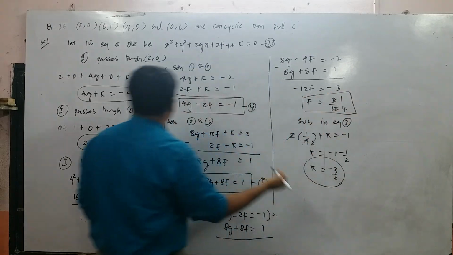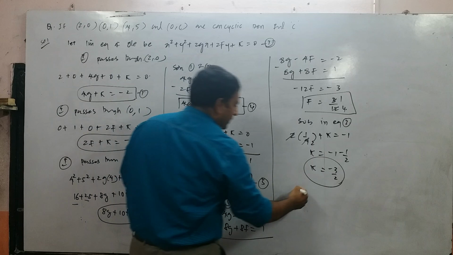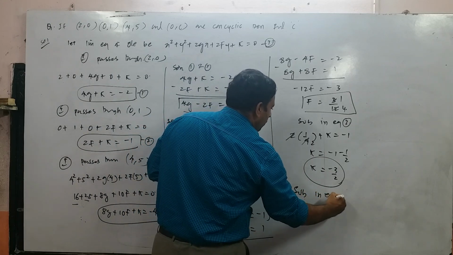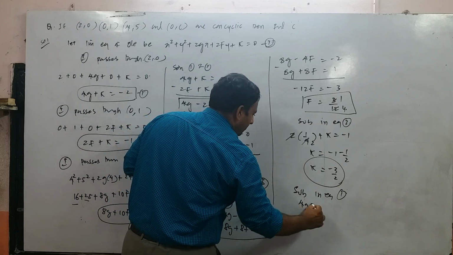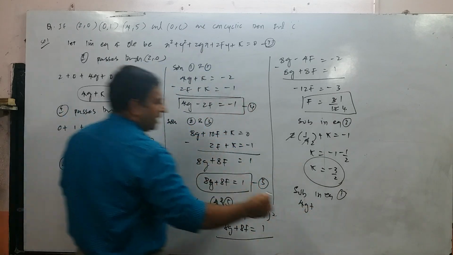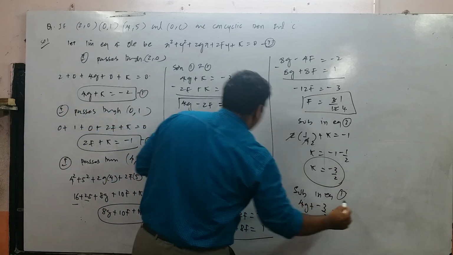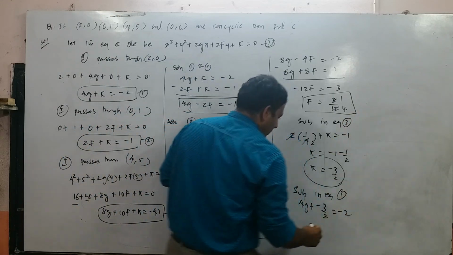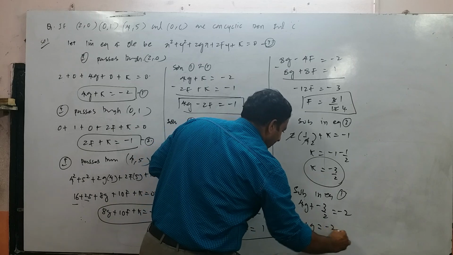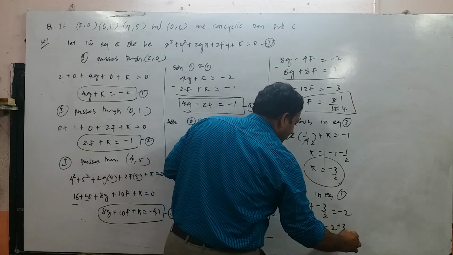Now take the k value and substitute it in equation 1 where you have g. You have 4g plus k. What is k, dear? Minus 3 by 2, is equal to minus 2. So 4g is equal to minus 2. Minus 3 by 2 goes that side, plus 3 by 2.